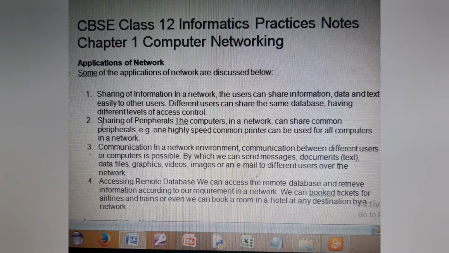Then comes communication in a network environment between different users is possible. We can send messages, videos, graphics, some documents, etc.